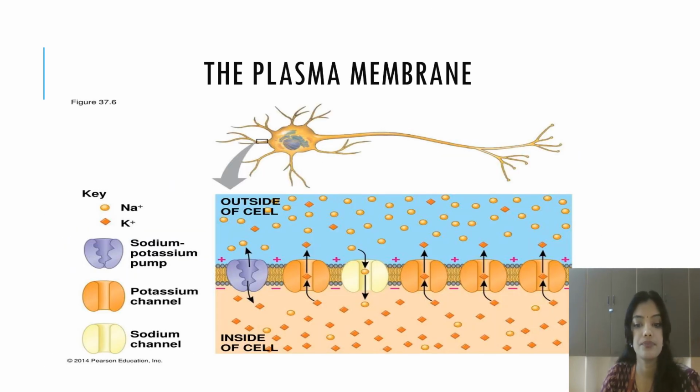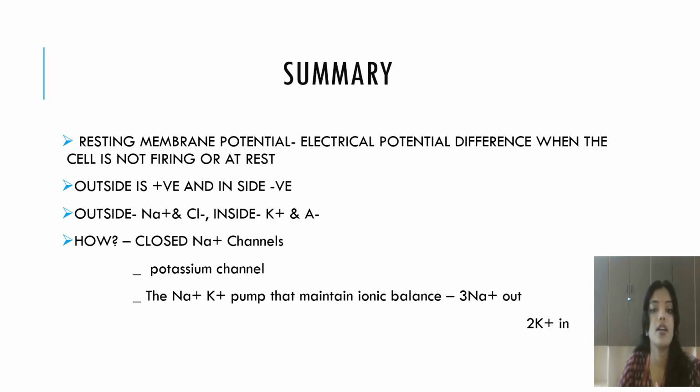As you can see here, this is the structure of the neuron and how the concentration or distribution lines are in it. We can move on to the summary. In this lecture, we have discussed the resting membrane potential, which is the electrical potential difference when the cell is not firing, or when it is at complete rest. The outside of the neuron is positively charged and the inside is negatively charged. Outside, the concentration of ions like sodium and chlorine is higher, and inside, potassium and anions are higher.